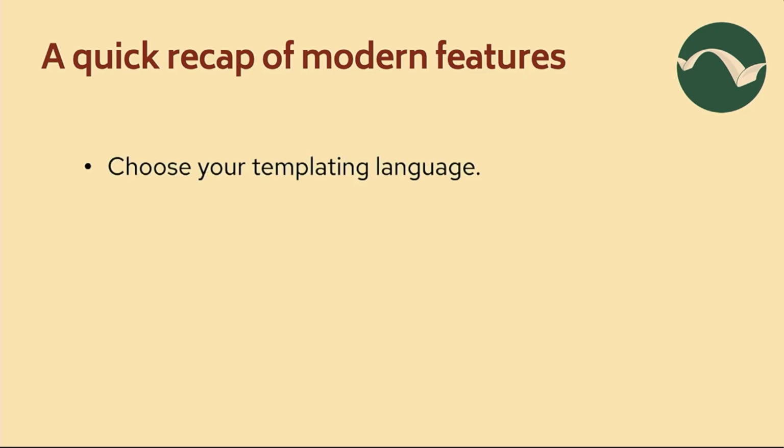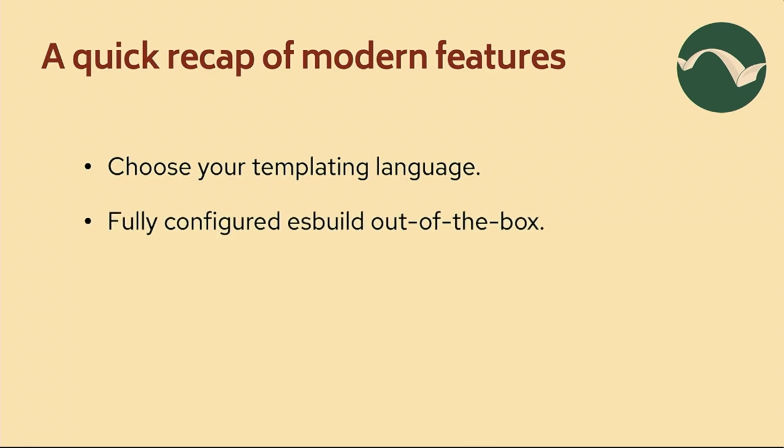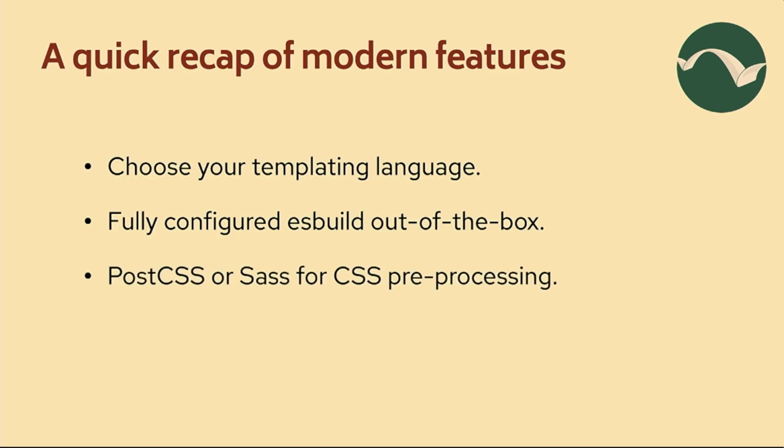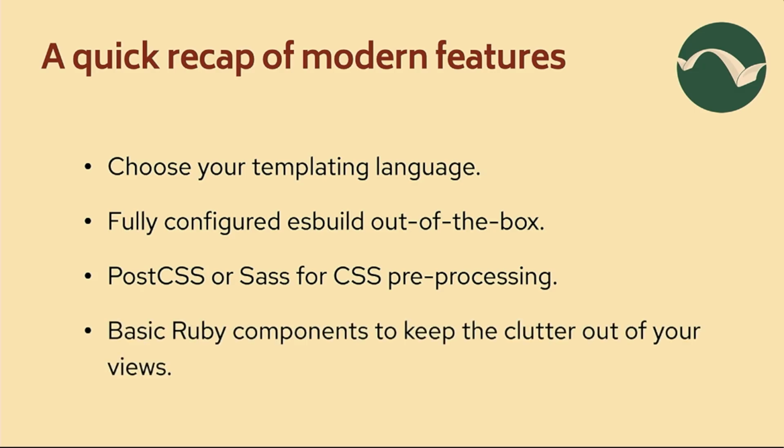So just a quick recap. You can choose your own templating language between Liquid, ERB, and Serbia. We do have plugins for Haml and Slim, but we've decided as a core team we're not going to support them anymore, because we've just got to pick our battles. If anyone in the community wants to take over ownership, we'll help you with that. But as a core team, we're not going to support those plugins anymore. We have fully configured ESBuild out of the box. For your CSS, you can use either PostCSS or Sass. And you have some lightweight Ruby components that let you keep all the clutter out of your views and nicely organized in Ruby classes.